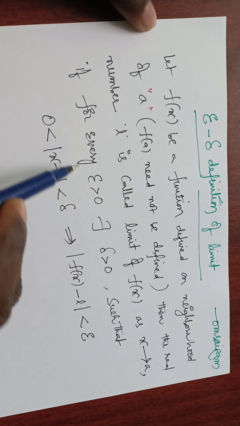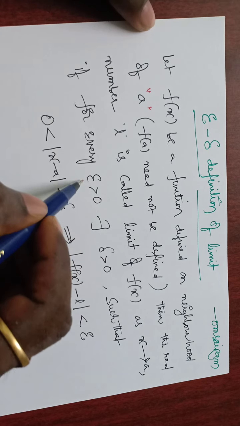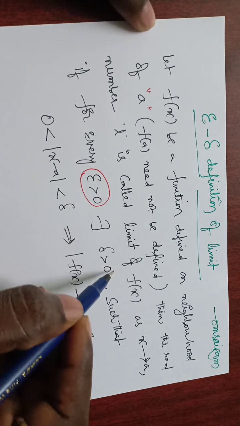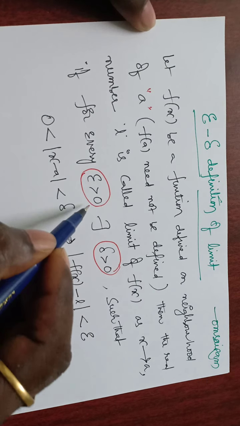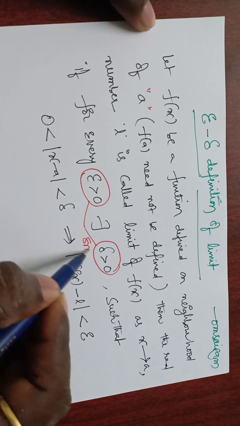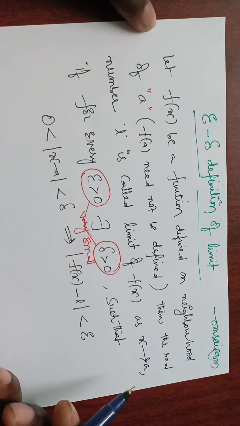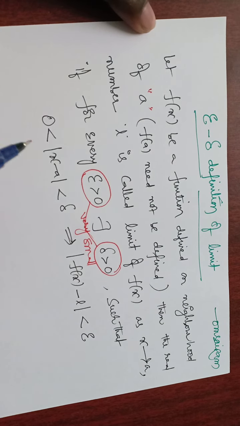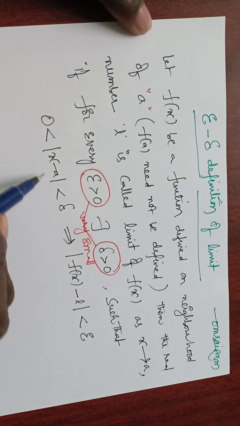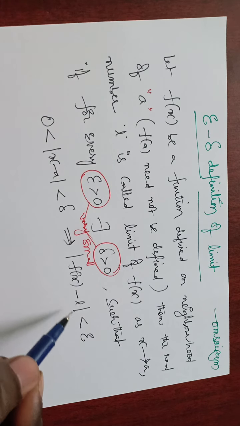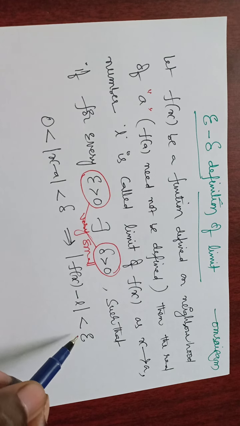if for every epsilon greater than 0. What is epsilon? A very small quantity. There exists a delta greater than 0. Both are small quantities, very small quantities, such that if 0 less than modulus of x minus a less than delta, then modulus of f of x minus L less than epsilon.